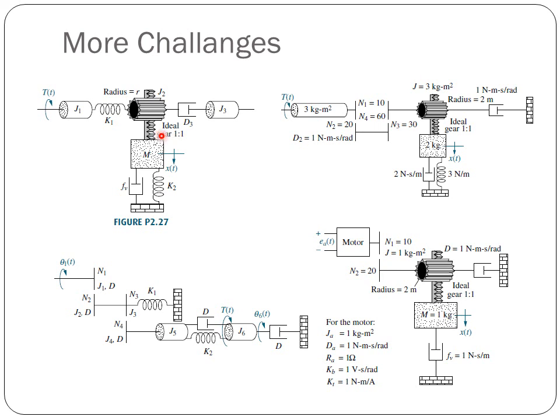Anyway, to solve this system, we need to go back to the geometry where we can find x equal to r theta. R is the radius here, x is this movement, theta is the angular movement here. Okay, x equal to r theta. So you have to write that equation to solve this kind of problem.